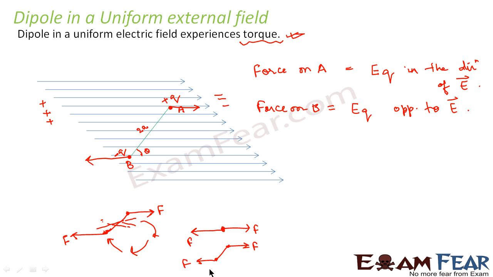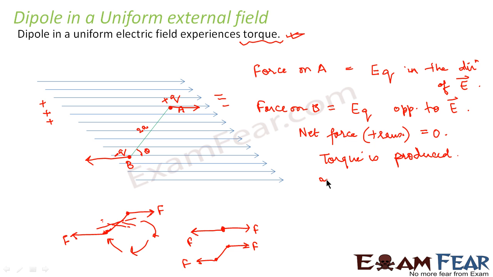So in this case also the similar thing happens. The dipole starts rotating and the dipole experiences a torque. Now we have to calculate. So here we see net force is equal to 0. Which force? Translatory force. So net translatory force is equal to 0, but torque is produced because equal and opposite forces are applied but along different lines of force. So how do we calculate torque? Torque is nothing but force applied into the displacement.